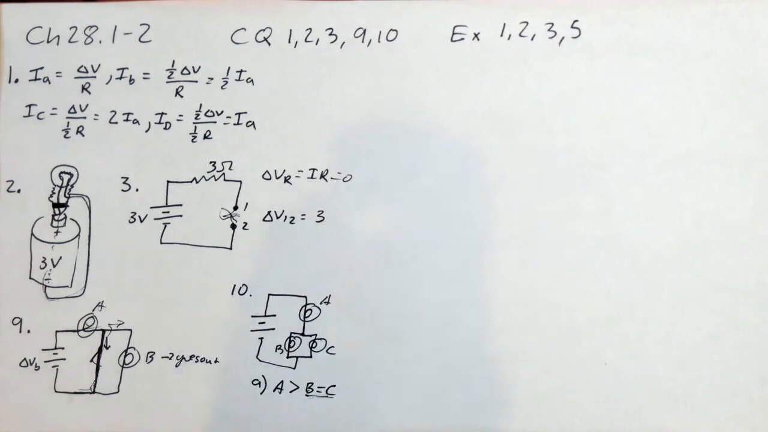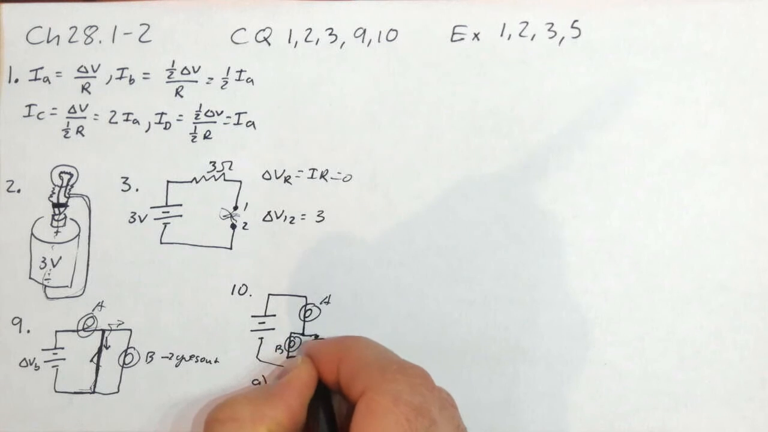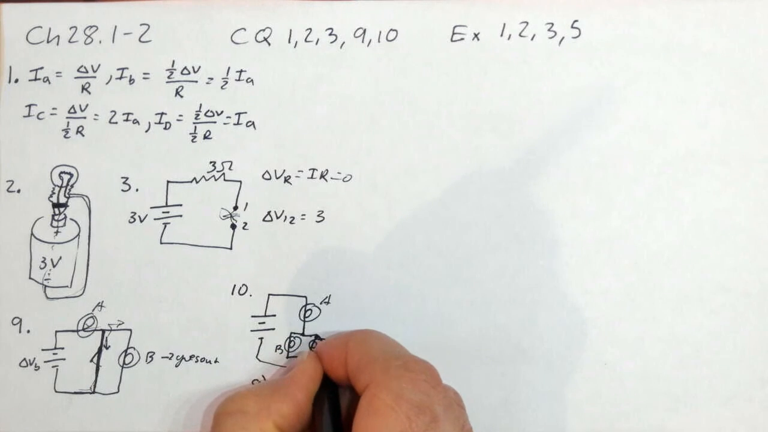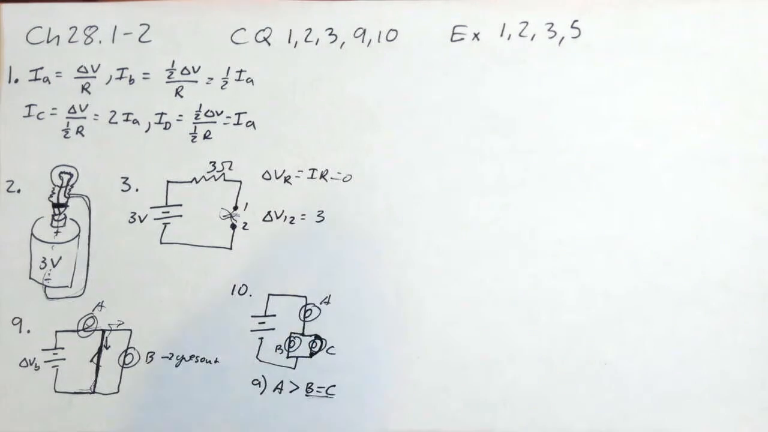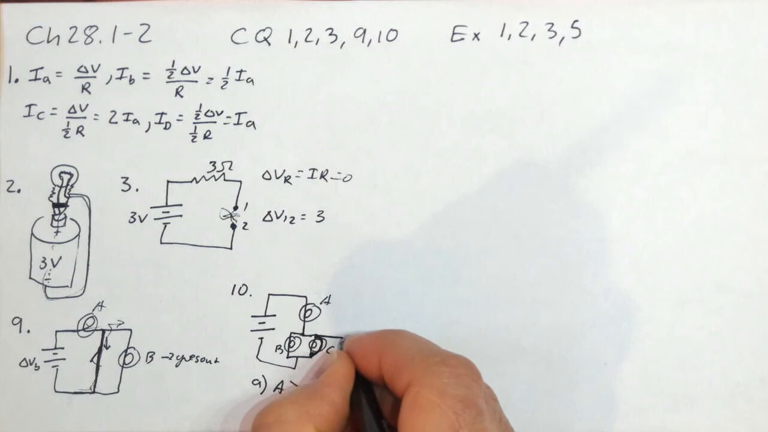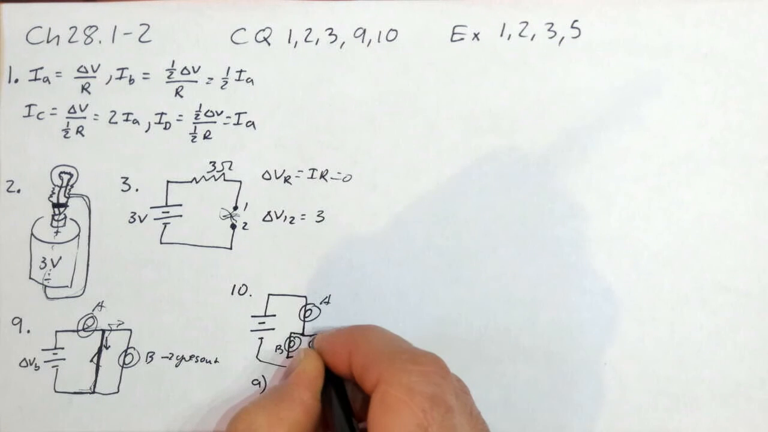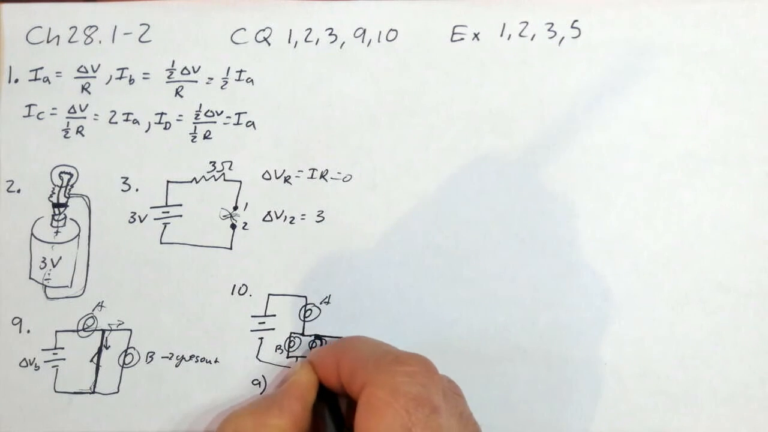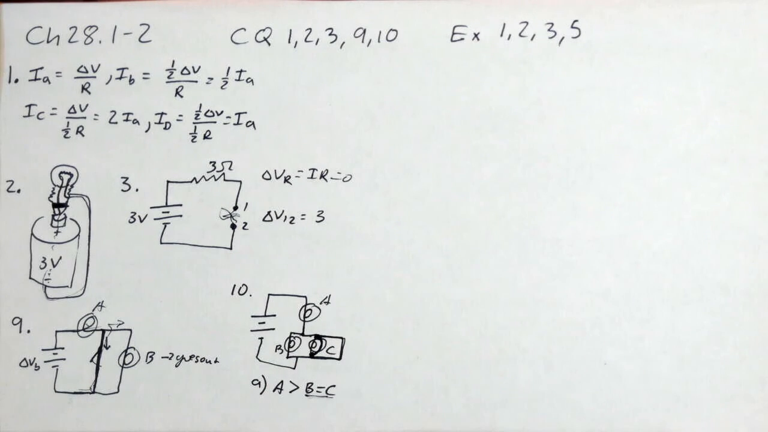Now, part B of this problem says, what if I take a wire, just a simple conducting wire, and I bridge this gap? So I connect it between points 1 and 2 here. The light bulb's still there. It's still in the circuit, but now I have this wire connecting it. All right? Now I'm going to draw it a little differently. That's the same thing as if I have another piece of wire that connects across that light bulb C. What happens to the brightness of A, B, and C?